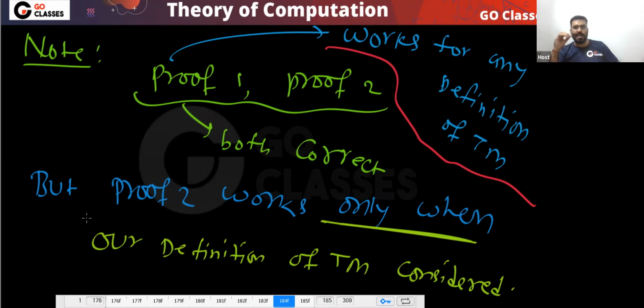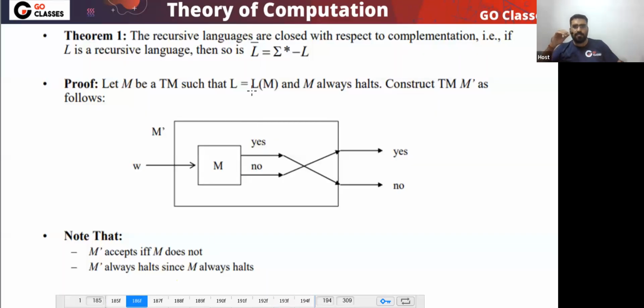Is this clear to everyone? Please tell me, did you understand what I am saying? So proof number 1 will always work for every definition. But if you want to give proof number 2, you should mention which definition of Turing machine you are considering. Then you can say, sir, the Michael Sipser definition of Turing machine I am considering. So that's a very simple idea.